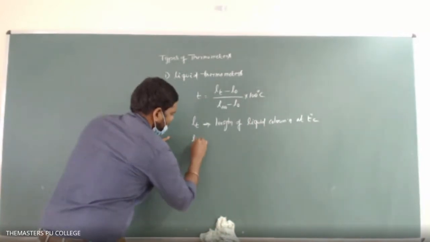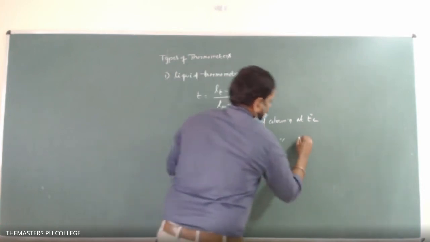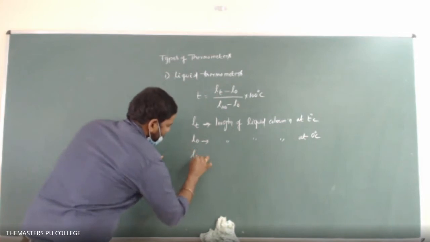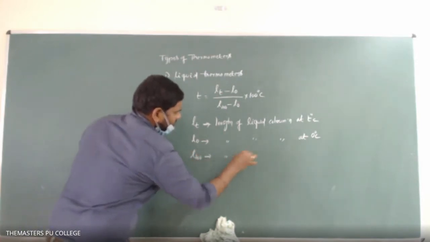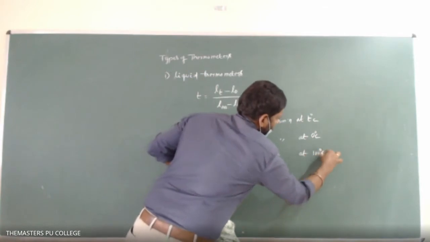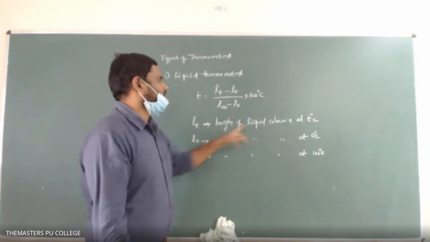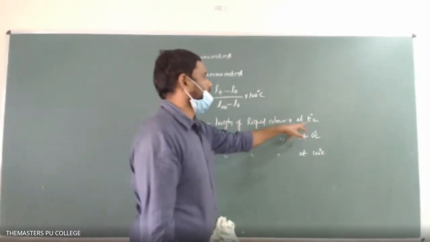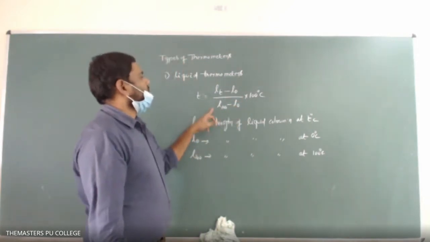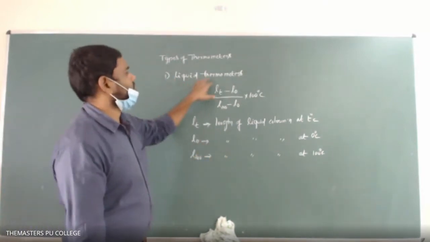L naught stands for the length of the liquid column at 0 degrees centigrade, and L100 stands for the length of the liquid column at 100 degrees centigrade. By measuring the length of the liquid column at a particular temperature and using this formula, we can estimate the temperature. This is the formula we can use in the case of liquid thermometers.